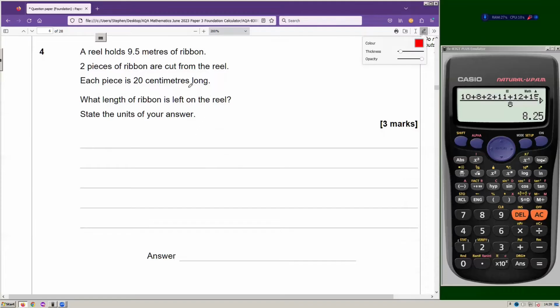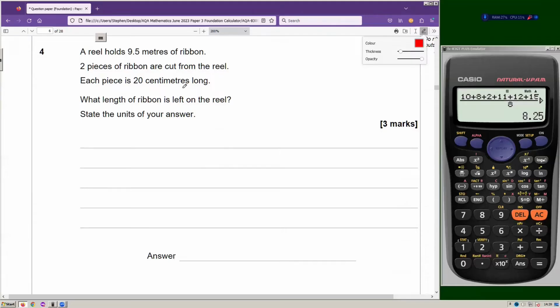Question 4. A reel holds 9.5 meters of ribbon. 2 pieces of ribbon are cut from the reel. Each piece is 20 centimeters long. What length of ribbon is left on the reel? State the units of your answer. Okay, it's meters is the length of the ribbon.